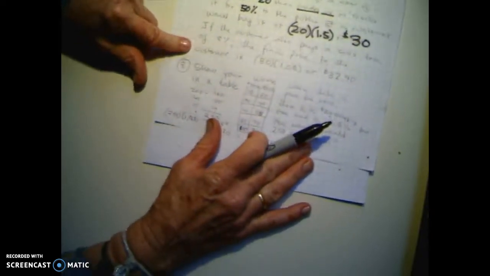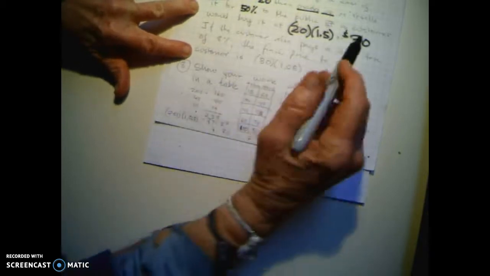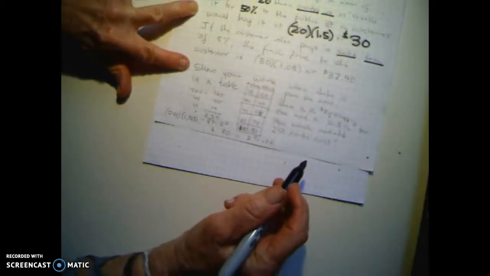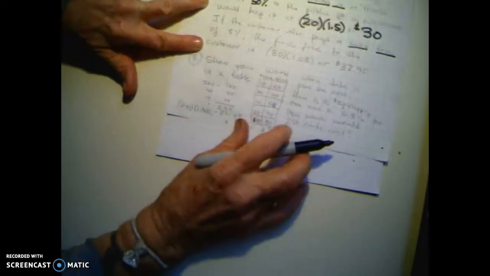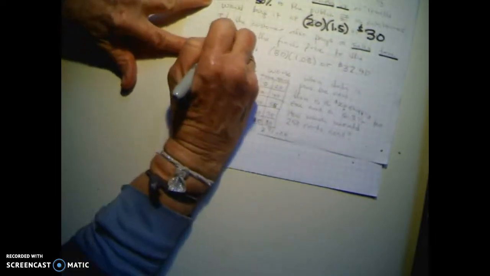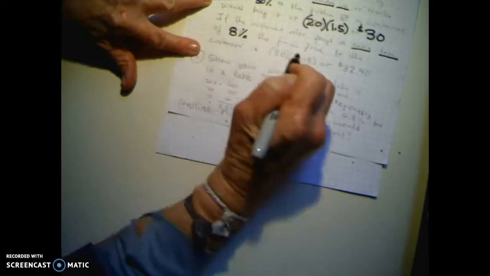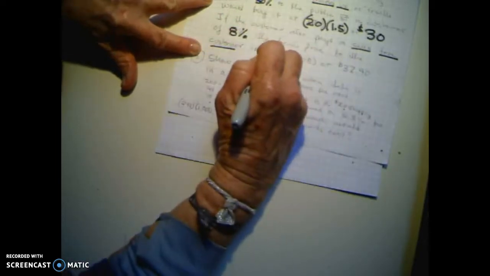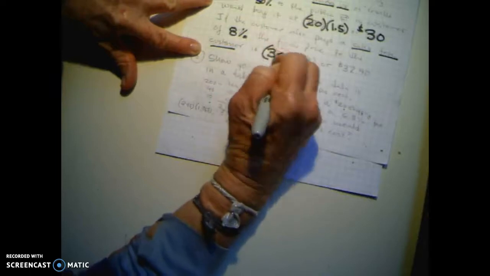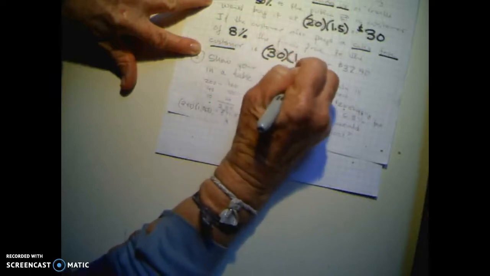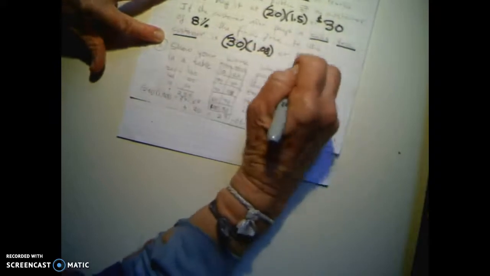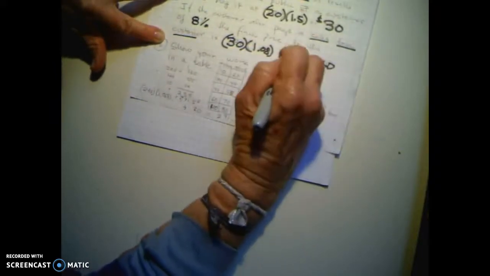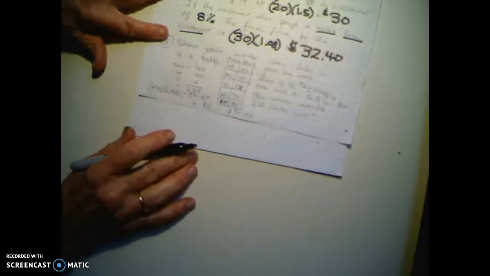A second part of this equation might be the customer has to pay a sales tax on top of the final price. So let's stick with this 8% sales tax. So if the sales tax is 8%, the final price to the customer is $30, which we just calculated, times 1.08, and on your calculator you should get $32.40, which is the final price that the customer pays.